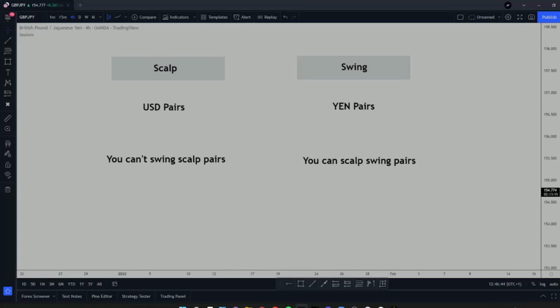And you have to know the pair that you're trading. You have to know how to trade it. You can't expect EURUSD to be a huge swing pair. So you have to know what to expect.